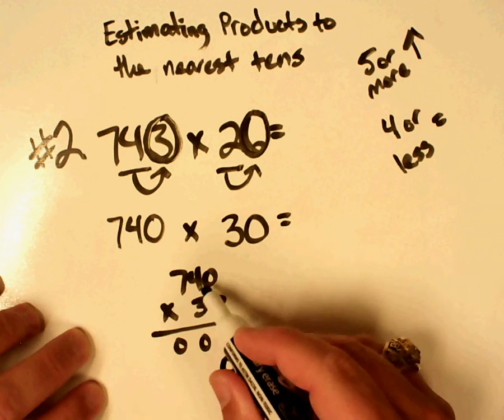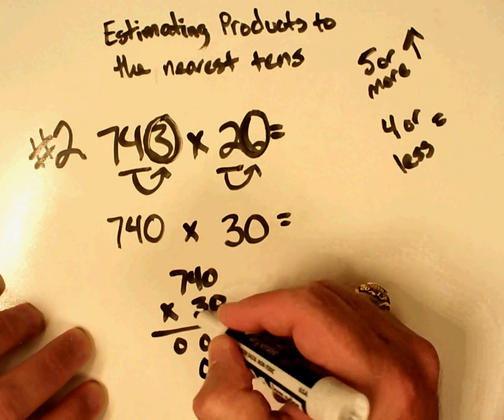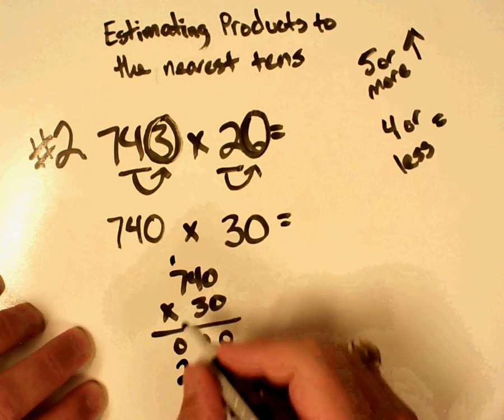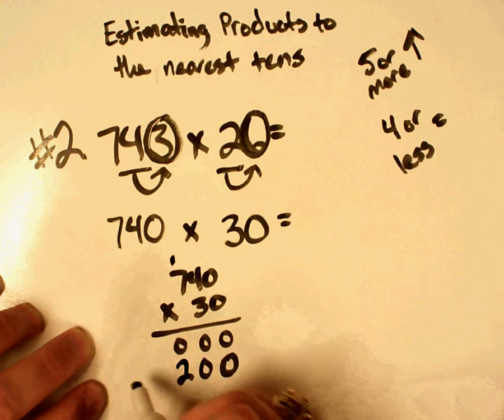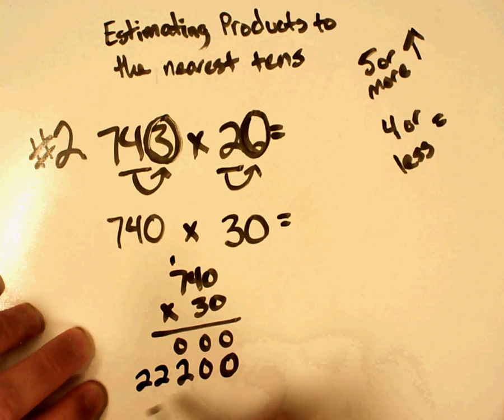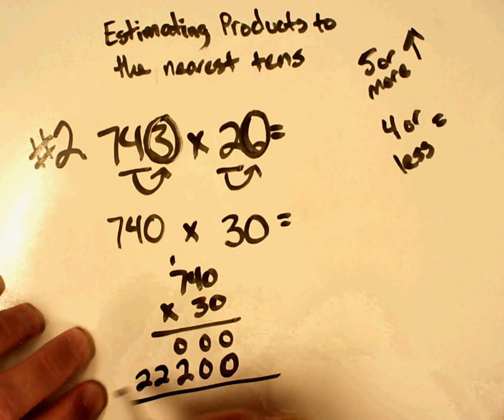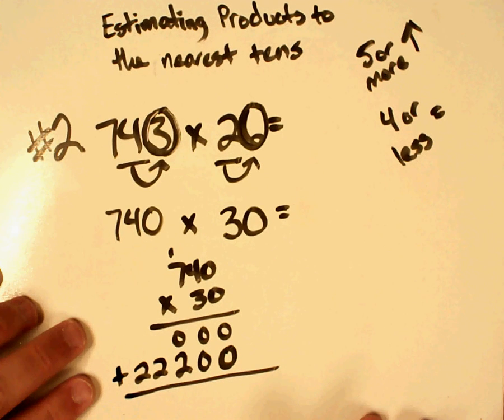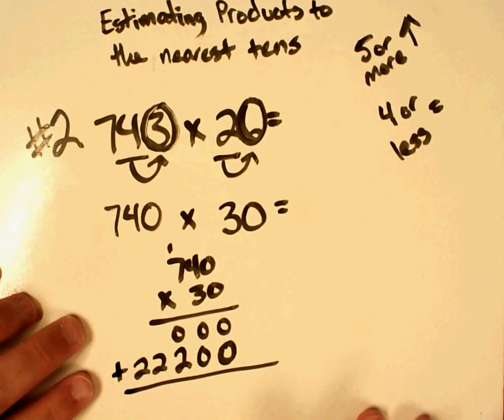Then 3 times 0 is 0. 3 times 4 is 12. Carry my 1. 3 times 7 is 21. Carry my 1 is 22. Again, I'm almost out of room here, but I did a little better this time. A little room at the bottom.